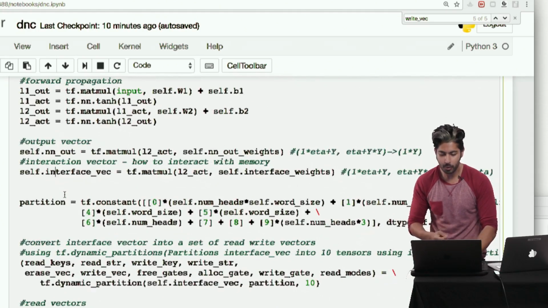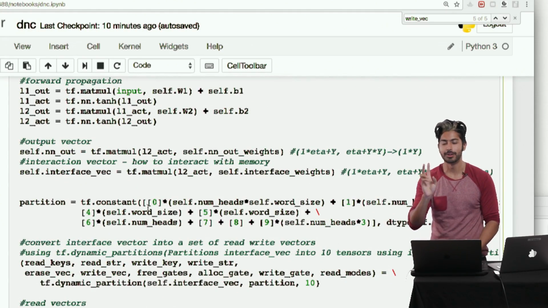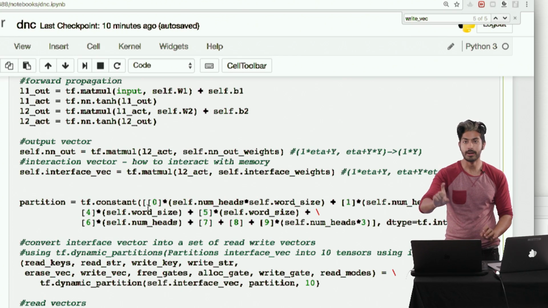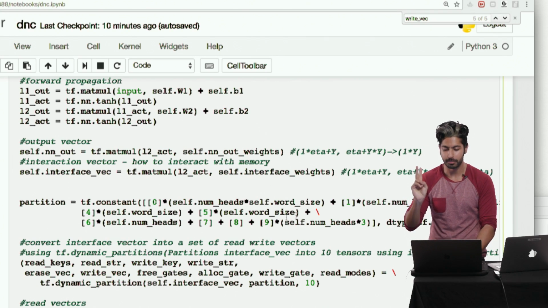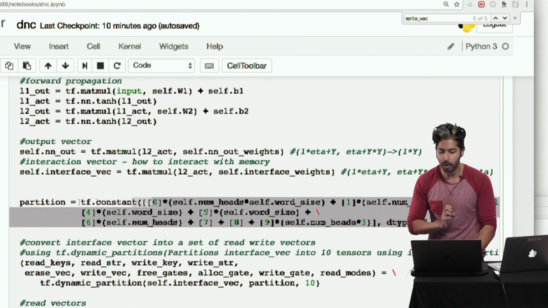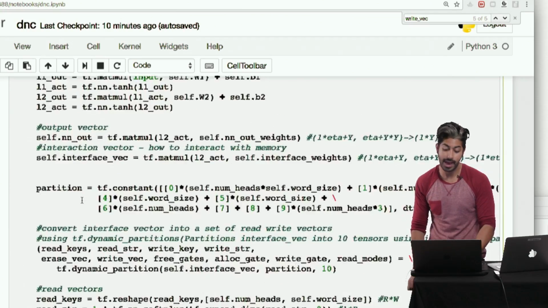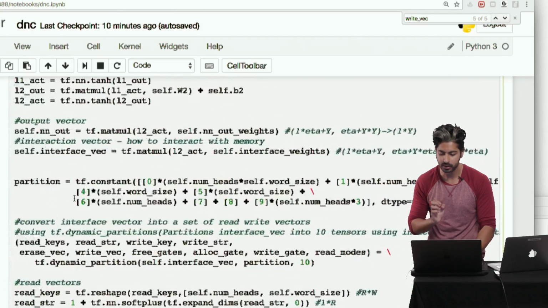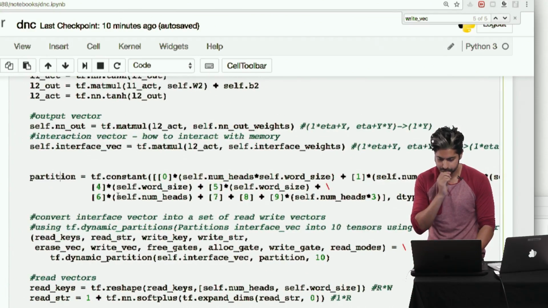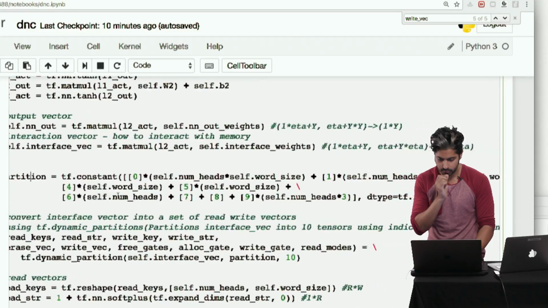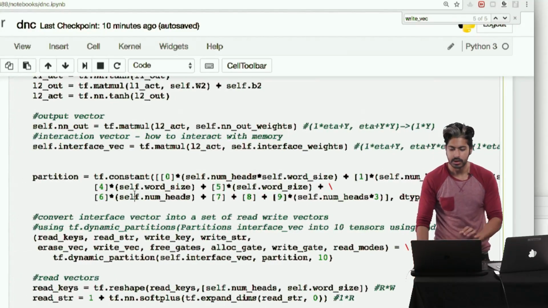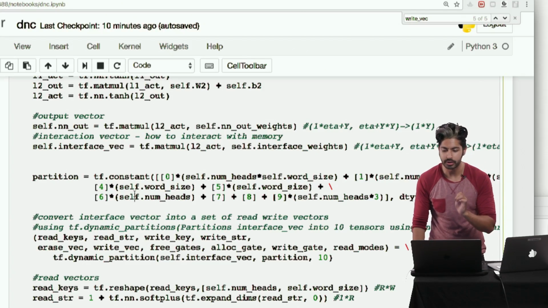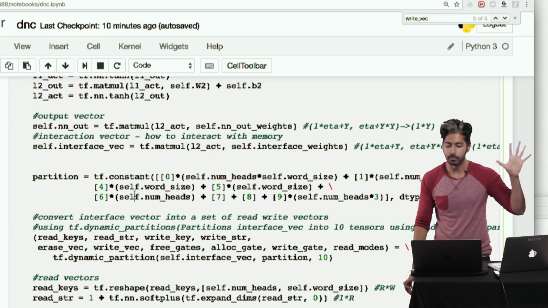Okay, so then we've got this one line. So remember I said how there's magic numbers in three parts of this code? We talked about that one. This is the other part. So the partition, what the F is this? So the partition is what we're going to use to define our interaction with the memory matrix.